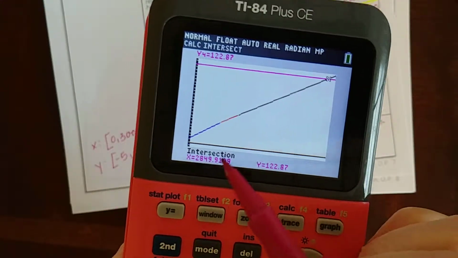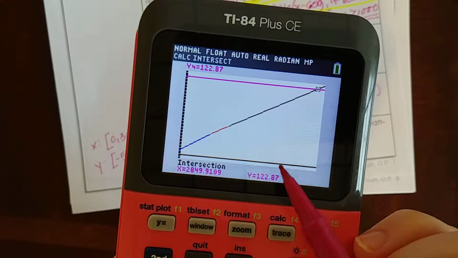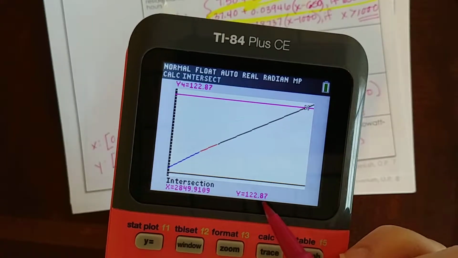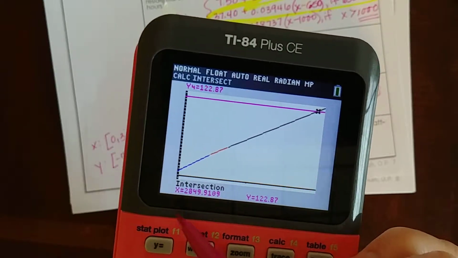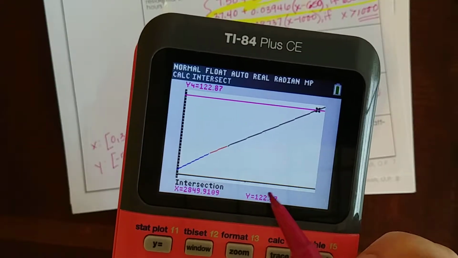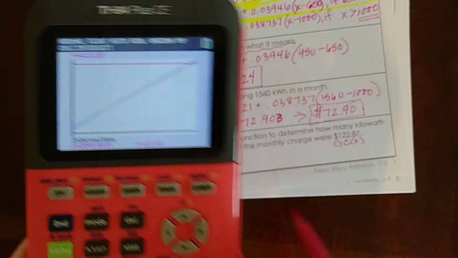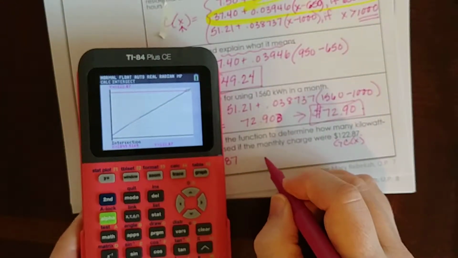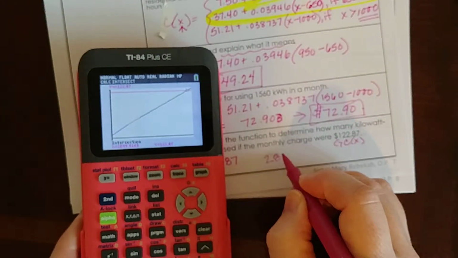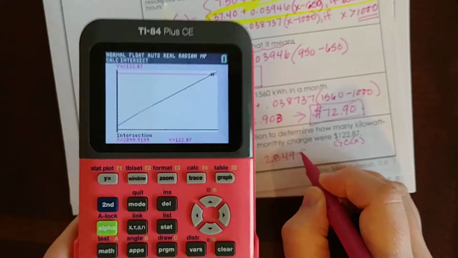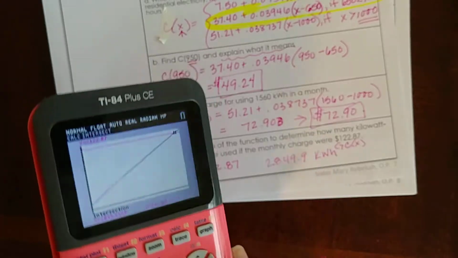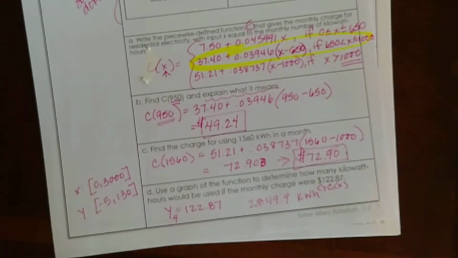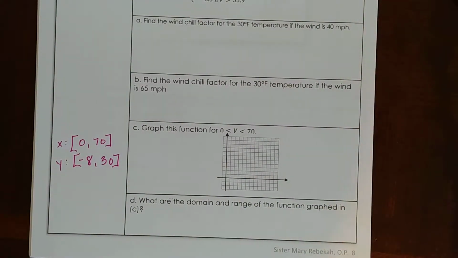And then I see that these two functions cross at y equals 122.87. That's what I want to know. That's my cost. What I want, that's what I inputted. This is what I want to know. It's 2,849.9 kilowatt hours. Okay. All right, let's take a look at the next section.